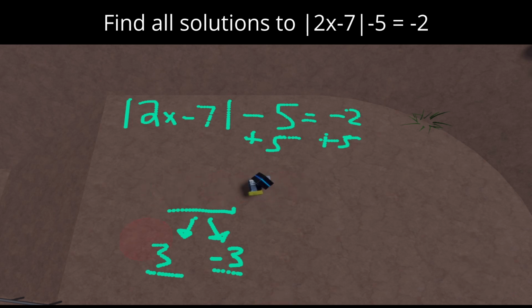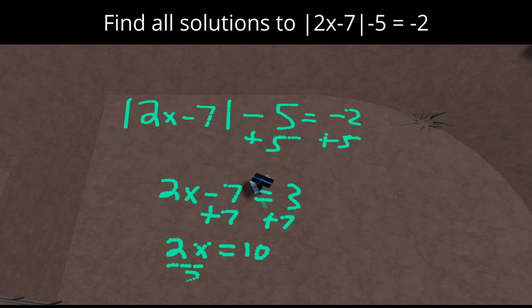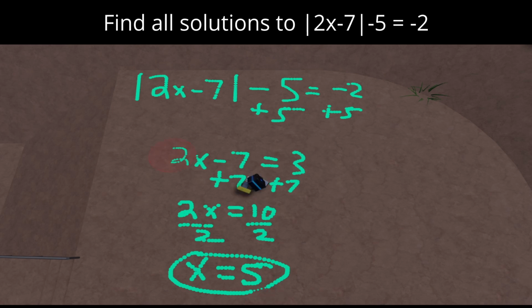So let me do that. First, I'm going to solve 2x minus 7 is equal to positive 3. Add 7 to both sides, and that's 2x equals 10. And then just divide by 2 on both sides. And if you do that, x is equal to 5. So that's one solution. And then I'm going to find the other solution now.